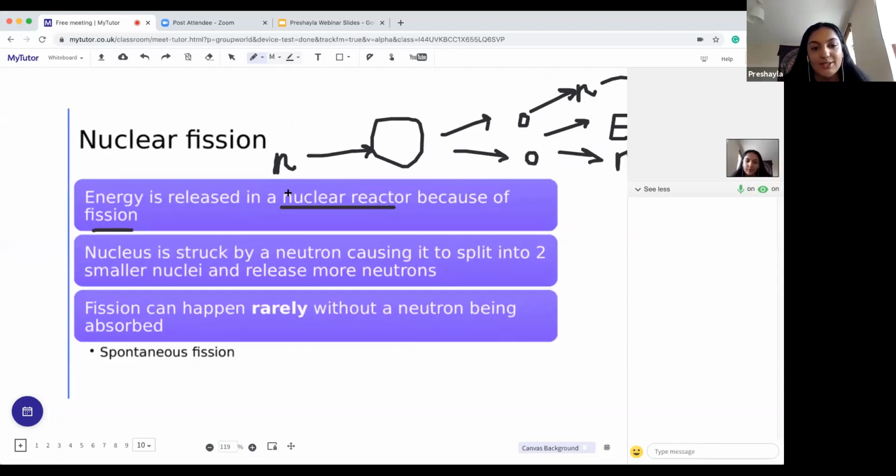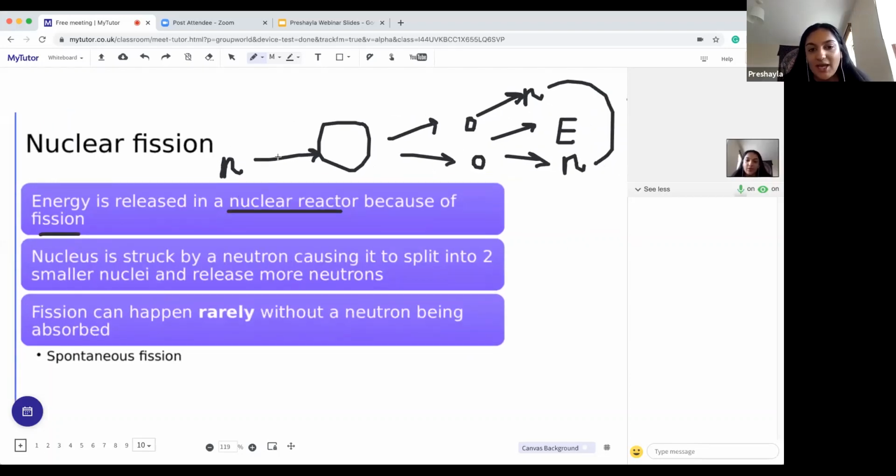Okay, so we have our process. We get a neutron striking a nucleus. That nucleus splits into two smaller nuclei. And when that happens, we don't only get the smaller nuclei, we also get some neutrons and some energy being released. Now, fission can happen sometimes without a neutron being absorbed. Sometimes it doesn't need this neutron to strike it to start the fission process. Sometimes it can do it spontaneously, and that's called spontaneous fission. That's fission without a neutron.